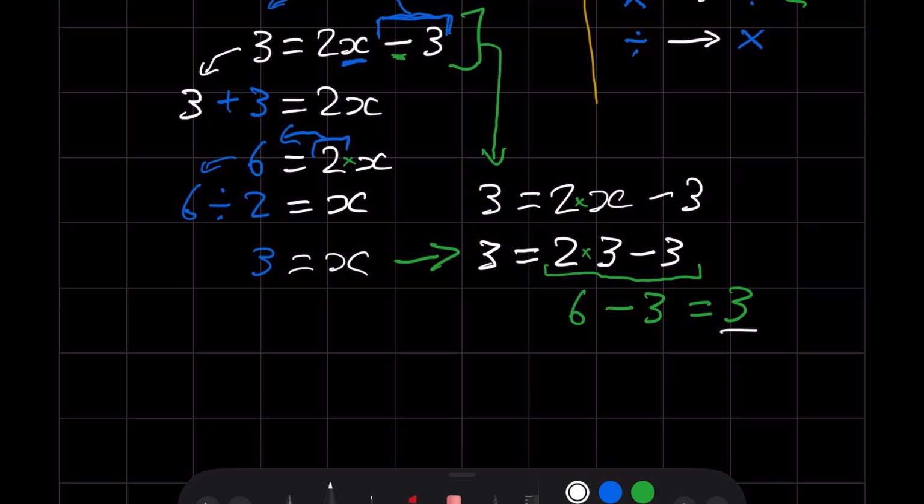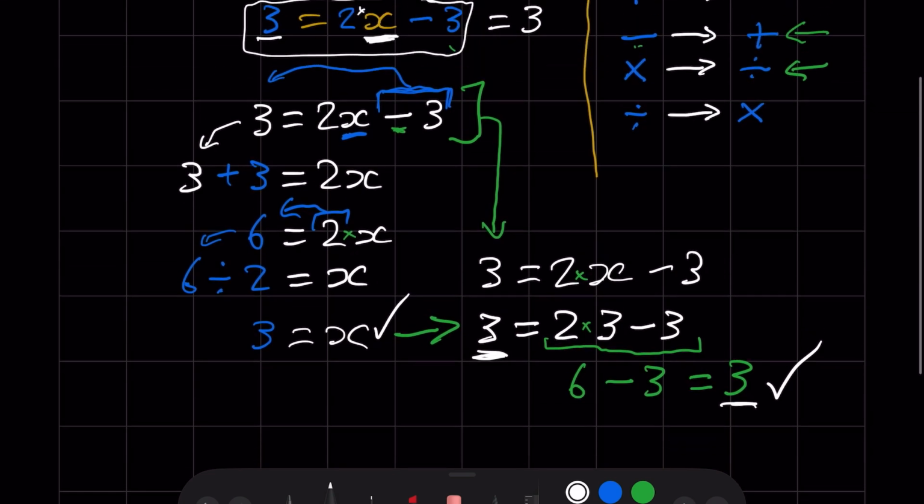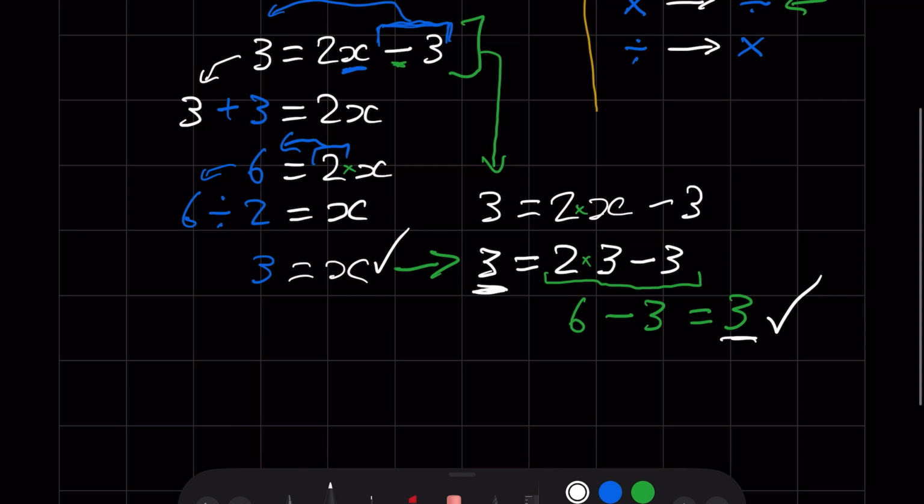So we've got 3 here and we've got 3 here. So this is true. 3 equals 3, that is true. So for this particular linear equation where we have 3 equals 2x minus 3, x is equal to 3.